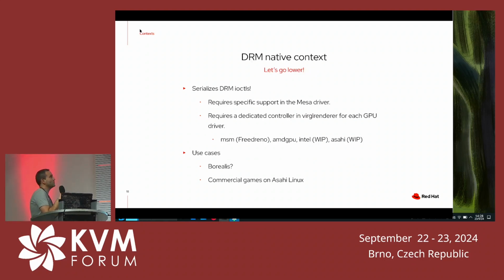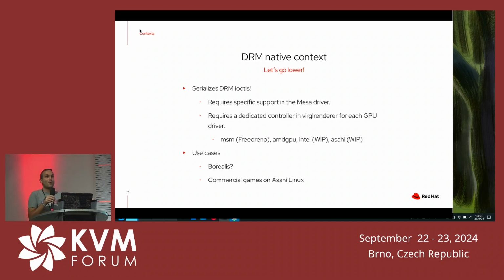Lastly, I want to talk a little bit about DRM native context, which is quite a newcomer into the virtio-gpu world, and it's quite an interesting one. So we know there are contexts that serialize OpenGL calls. In fact, there are two, virgl and gfxstream in the GL variant. There are also contexts that serialize Vulkan commands. And in this case, with DRM native context, we go even lower. With DRM native context, we are serializing the IOCTLs directly.